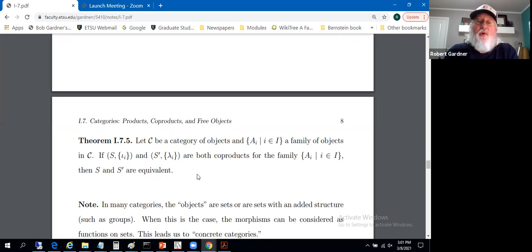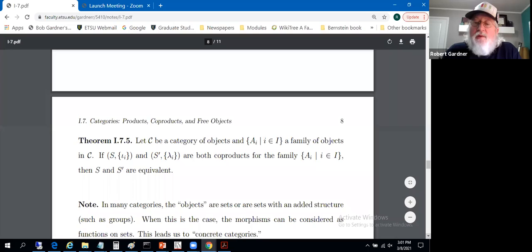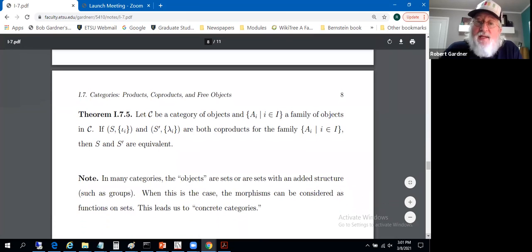The proof of this: reverse all the directions of the morphisms and follow through something quite similar to Theorem 1.7.3. So there's an independence in the definition of coproduct in the choice of some of those morphisms.